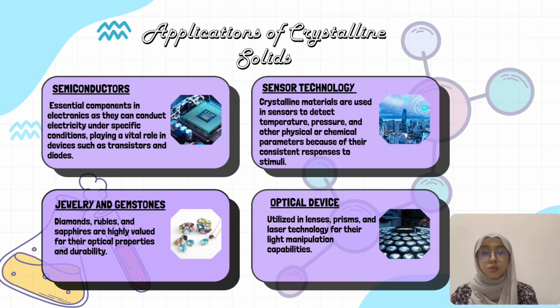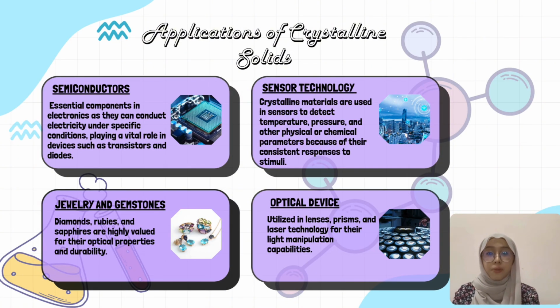Secondly, crystalline materials are extensively used in sensor technology. They are employed in sensors to detect temperature, pressure, and various physical or chemical parameters. Their consistent and predictable responses to external stimuli make them highly suitable for precise measurement.